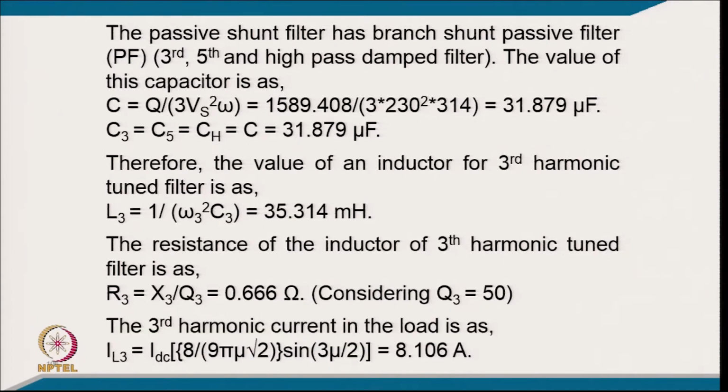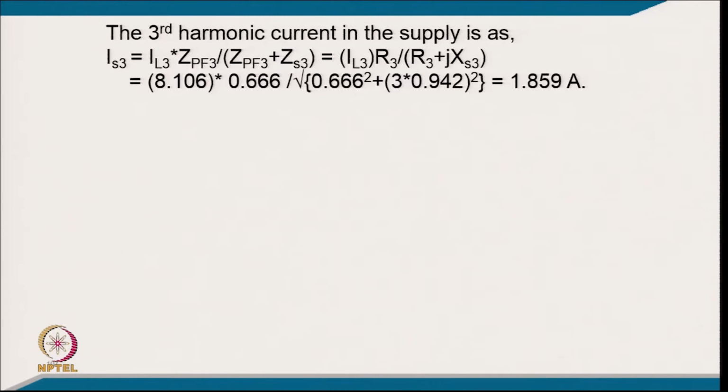Similarly, we can find the third harmonic current in the load, IL3, from the harmonic component relation, it is 8.106, and now we can find out the third harmonic current in the supply from this impedance relation, IL3 ZPF by ZPF plus ZS3, and putting the value it comes typically 1.859. So, that much current only flows into the supply, the remaining goes to the passive shunt filter of third harmonics.